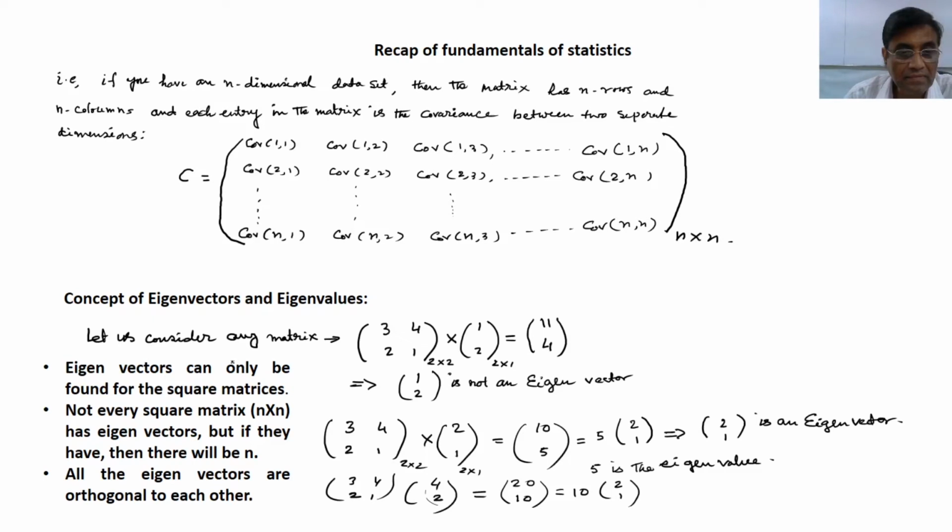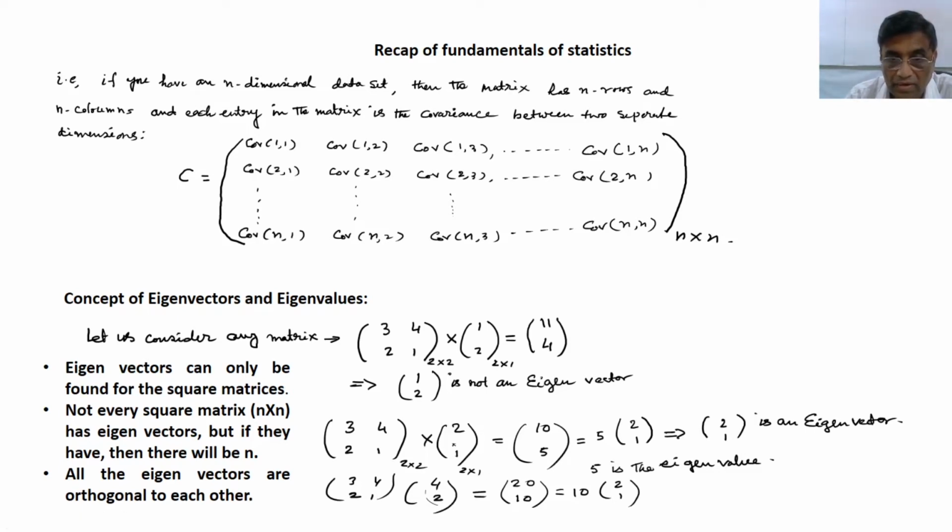So eigenvectors can only be found for a square matrix. Please remember, and not every square matrix. Say I have an n cross n matrix. It is not guaranteed to have eigenvectors, but if it has, then the number of eigenvectors will be n.